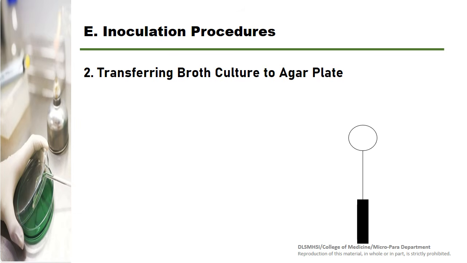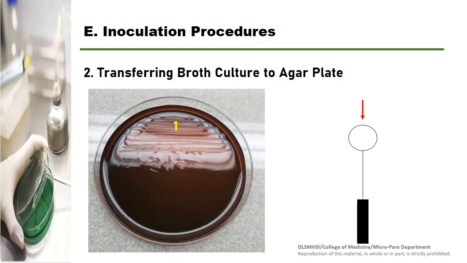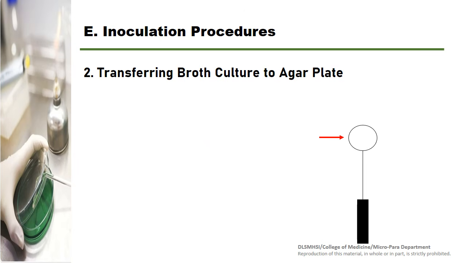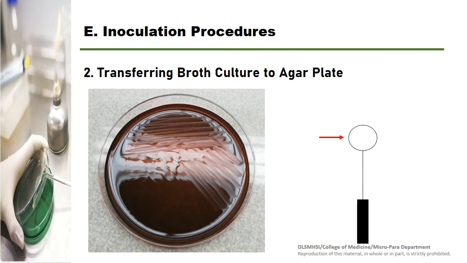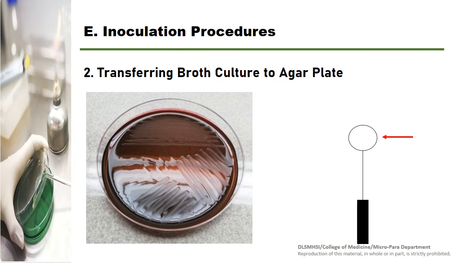For example, this is your loop. So you divide your loop into 3 portions. This upper portion of your loop may be used in streaking your first quadrant. So this is how your first quadrant should look like. And then for the second quadrant, you may either use the left or the right side. For example, you may use the left side for streaking your second quadrant. Now you use the opposite side for your third quadrant. So this is your third quadrant.